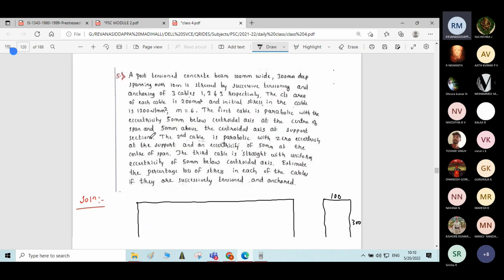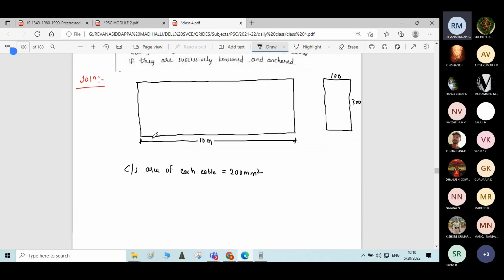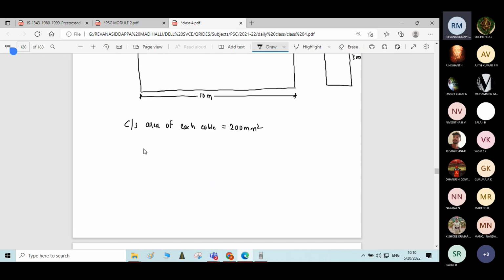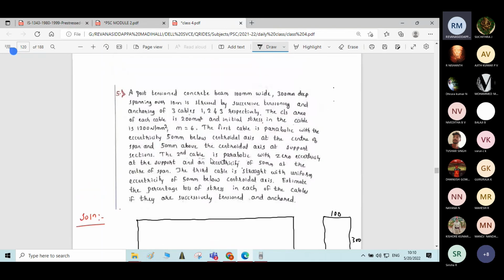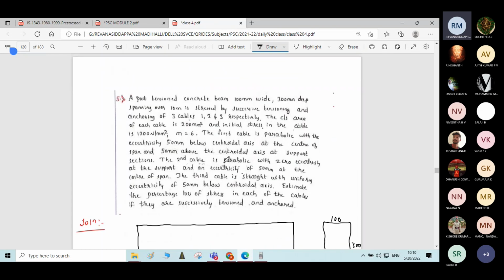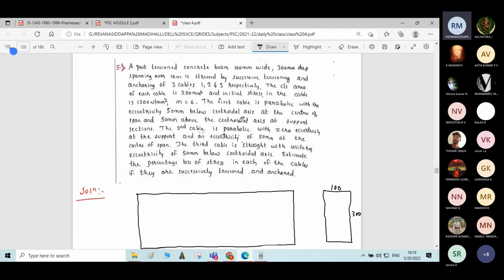And the initial stress in the cable is 1200 Newton per mm square. The initial stress in the cable, that is the initial pre-stress, is given as 1200 Newton per mm square. And the modular ratio is also given as 6. M is equal to 6. Next, very important, you go through it.